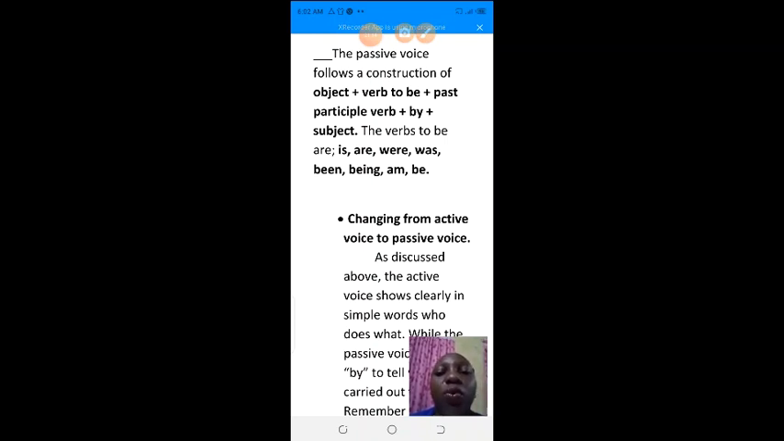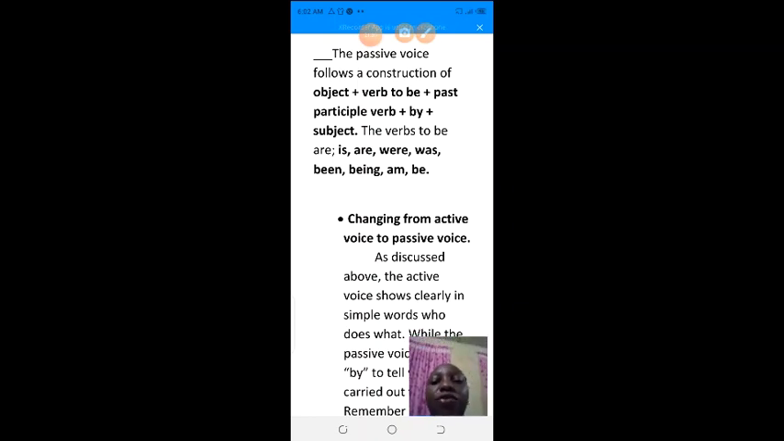What is loved by Favor? Who loves bananas? Bananas are loved by Favor. So the by introduces the subject of the sentence.